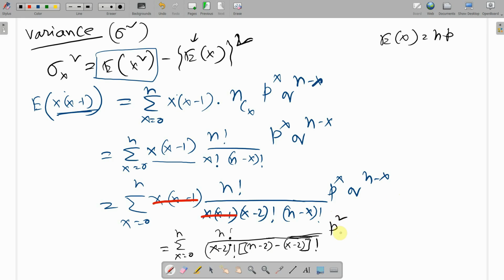So what I'll do, if I need to do p to the power x minus 2, p square into p to the power x minus 2, okay, and for this one I'll follow a similar fashion, like this way. So I'll be writing this as q to the power n minus 2 minus of x minus 2.